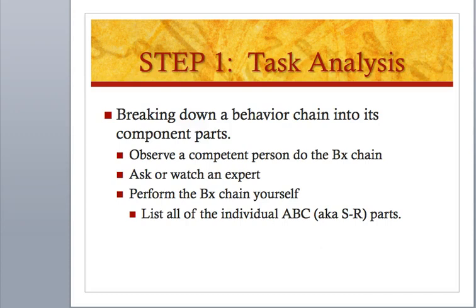All right, so the first step in a behavior chain is, here I call it step 1, but I probably should call it step 0. Anyway, the first step is to do a task analysis. You need to break down the behavior chain into its component ABC pieces. You can do this a number of ways. You can watch someone who's very competent do the behavior chain, and you can take notes and write them out. You can watch an expert. You could maybe look it up on Google. Or you could perform the chain yourself and take notes as you go through each of the ABC or stimulus-response parts.